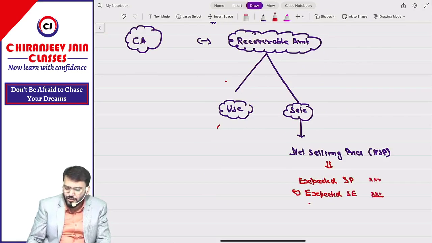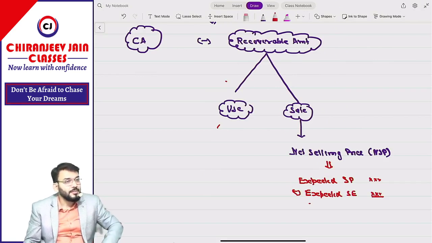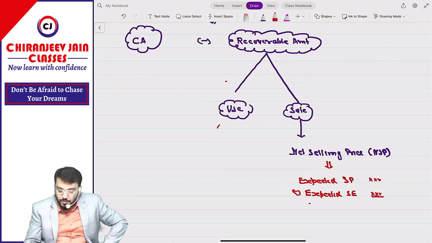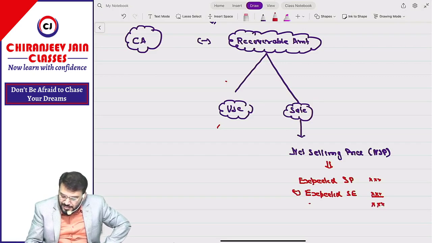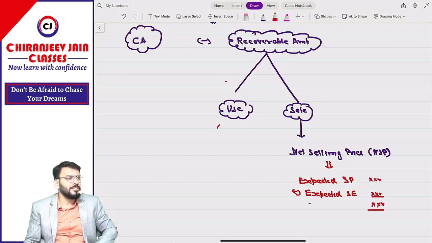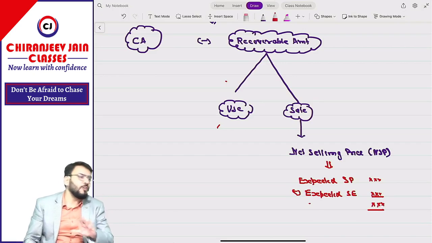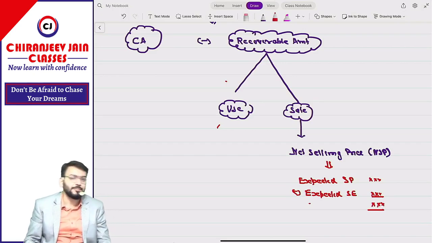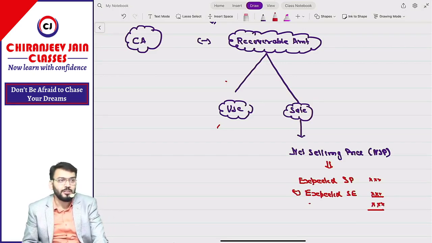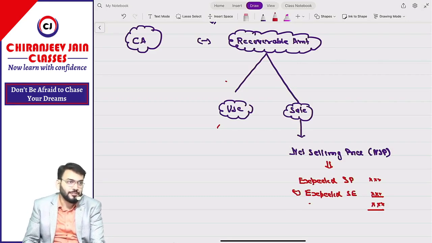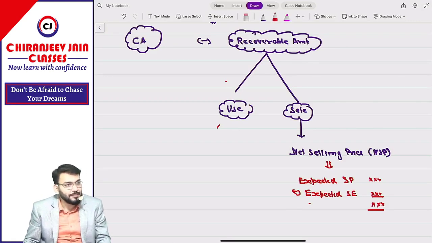Or we call it cost of disposal. Understood? So this is known as what? Net selling price. It is similar to NRV, but we'll not call it NRV. We'll call it NSP. In exam, please don't write NRV, otherwise they will cut your marks. Correct? Understood? It is NSP, net selling price.